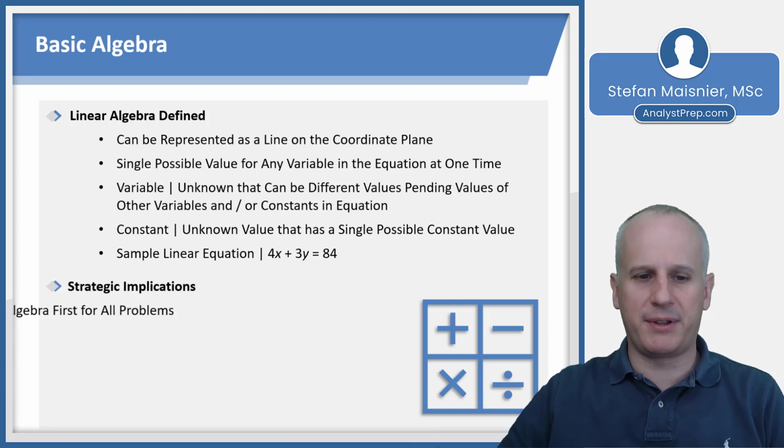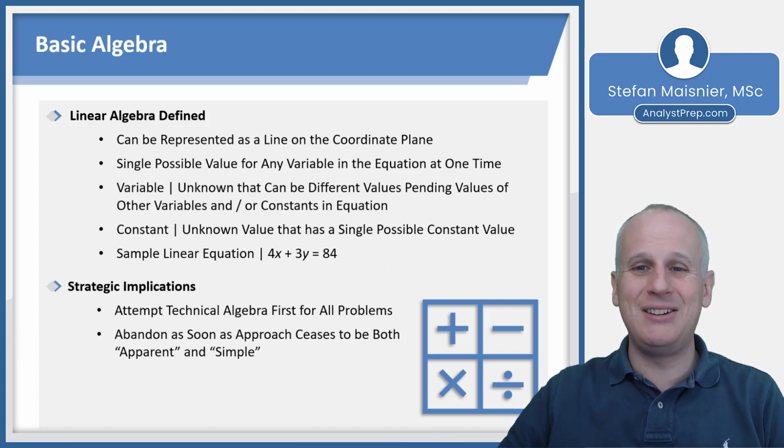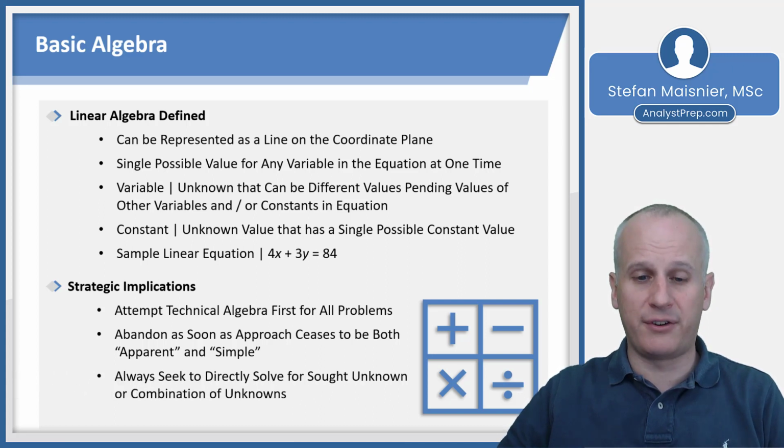Now, the strategic implications here: you want to attempt technical algebra for any clearly algebraic problem first. But you need to quickly abandon that approach as soon as it ceases to be both apparent and simple to you. Apparent meaning you can set up the algebra, and simple meaning you can then solve for the algebra.